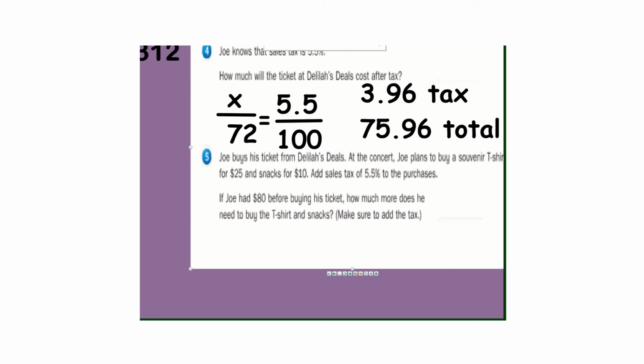At the concert, he's going to buy a souvenir t-shirt for $25, snacks for $10, and then there's sales tax of 5.5% on those 2 items. If he had $80 before buying his ticket, how much does he need to buy the t-shirt and the snacks and add the tax in? So pause and figure number 5 out.